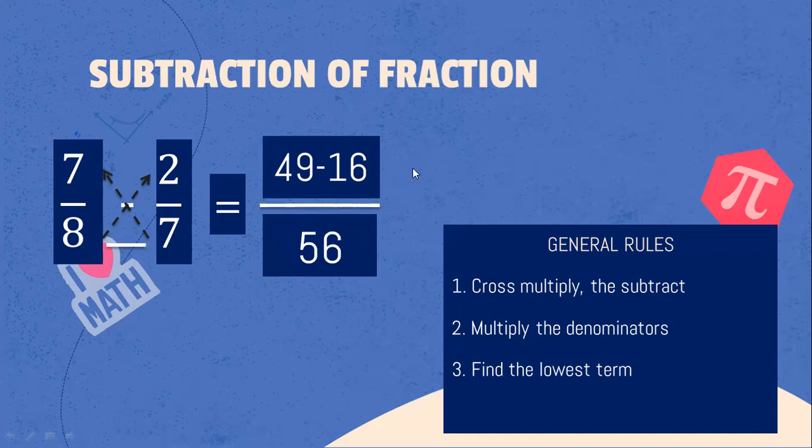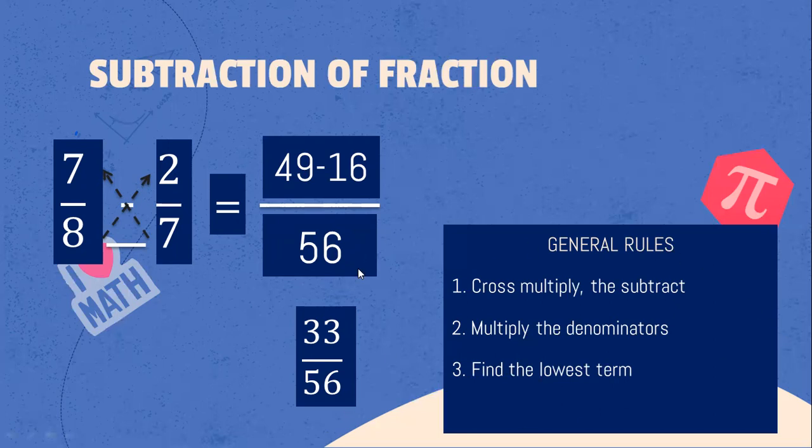What is 49 minus 16? 49 minus 16 is 33. Then copy the denominator, so we have 33 over 56. Do we have lowest term for 33 over 56? We don't have, because 33 and 56 do not have a common factor. I hope you were able to follow.